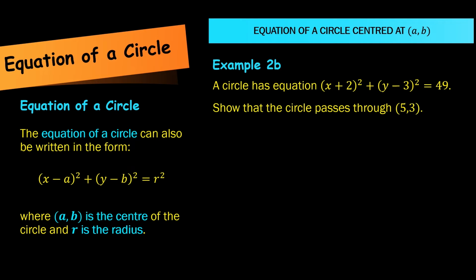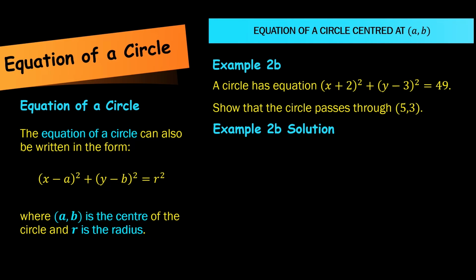Now let's have a go at example 2b. A circle has equation (x + 2)² + (y − 3)² = 49. Show that the circle passes through (5, 3). Pause the video and have a go. Press play when you're ready to view the solution.